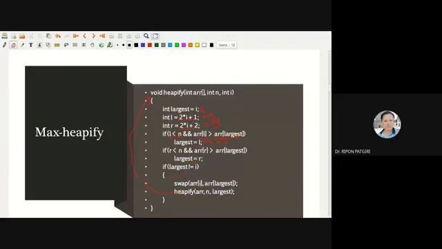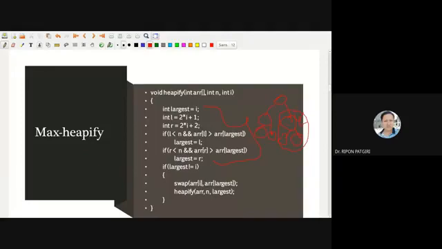Okay, let me wrap it up. Summary of this program: this is to find the largest among the three. Suppose this is the array. From where should we start? We should start from here. So this will find the largest among these three.